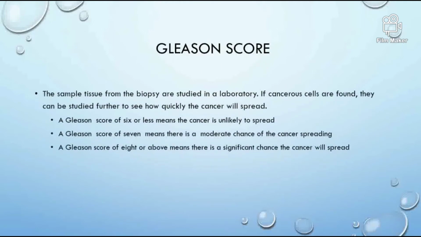So for the Gleason score, sample tissue from the biopsy is studied in a laboratory, and if cancerous cells are found, they can be studied further to see how quickly the cancer will spread. A Gleason score of 6 or less means a cancer is unlikely to spread. A Gleason score of 7 means there is a moderate chance of the cancer spreading. And a Gleason score of 8 or above means there is a significant chance the cancer will spread.